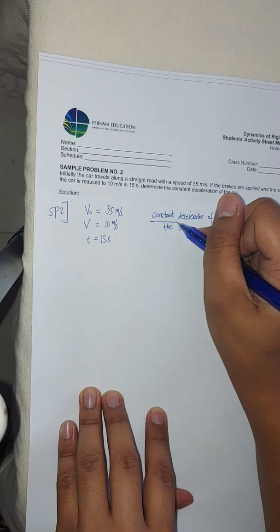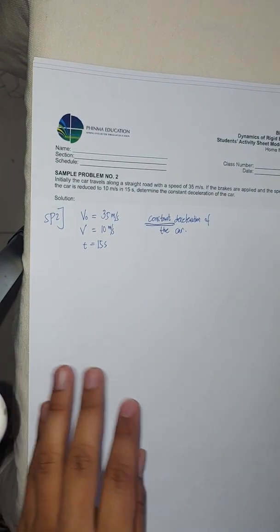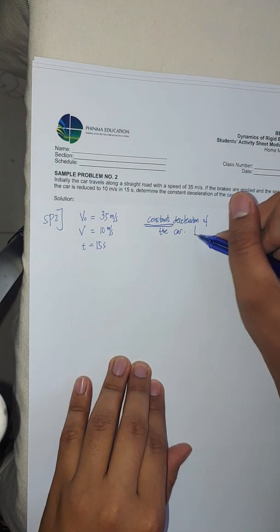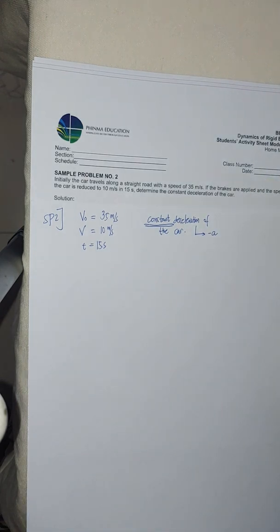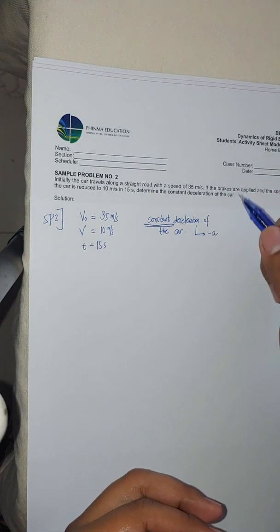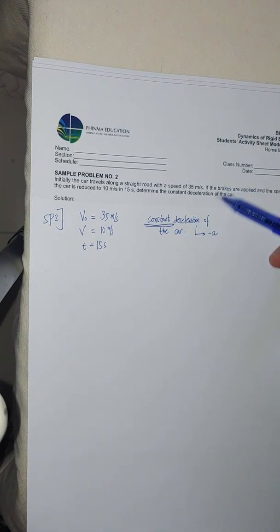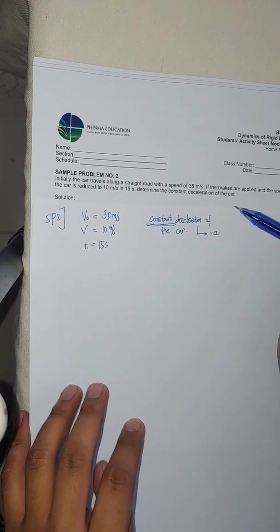Okay. So, it also mentions constant deceleration of the car. That has a meaning. We know that deceleration is a negative acceleration. It means it slowed down. Since the term constant deceleration is used, and we were not asked to graph anything, it means this is a constant acceleration problem.